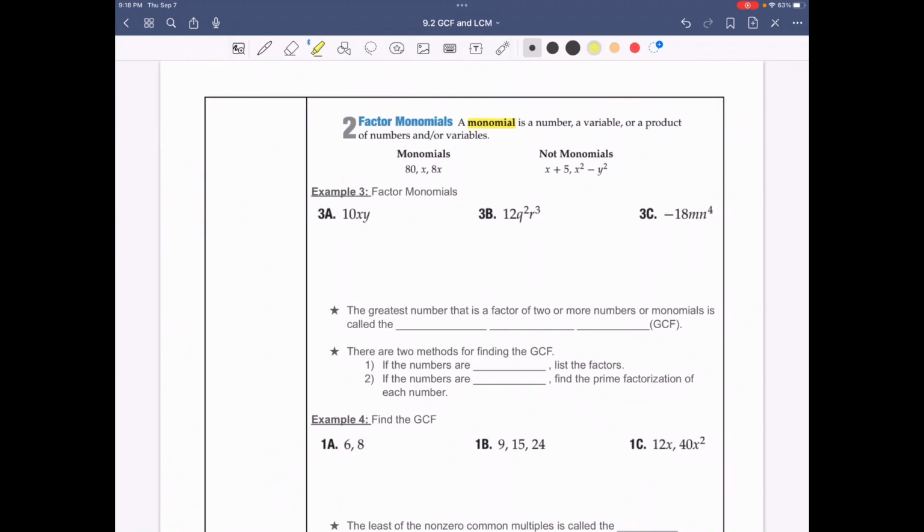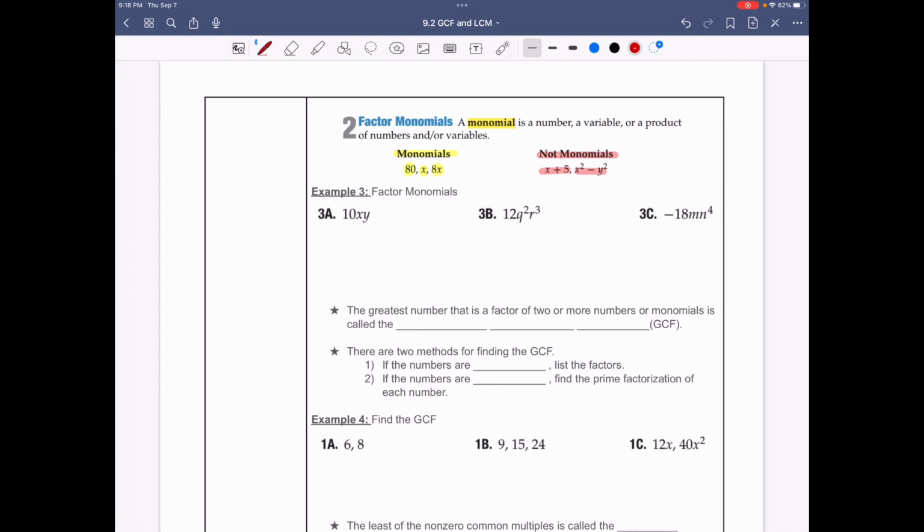Now let's talk about monomials. A monomial is a number, a variable, or a product of numbers and/or variables. So for example, 80 or x or 8x are all monomials. They're not monomials if you're adding them, so x plus 5 or x squared minus y squared.